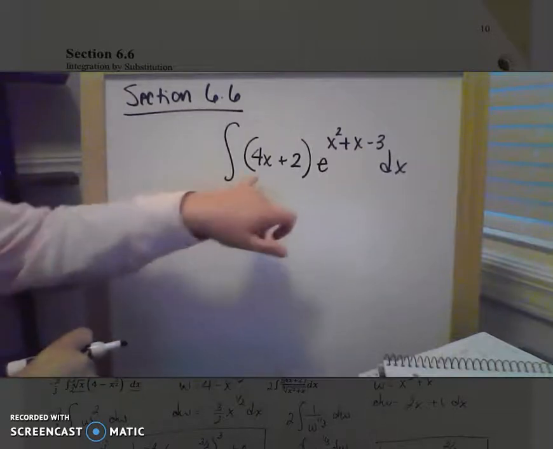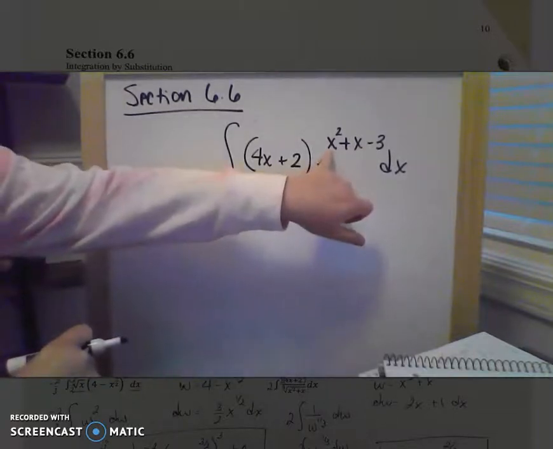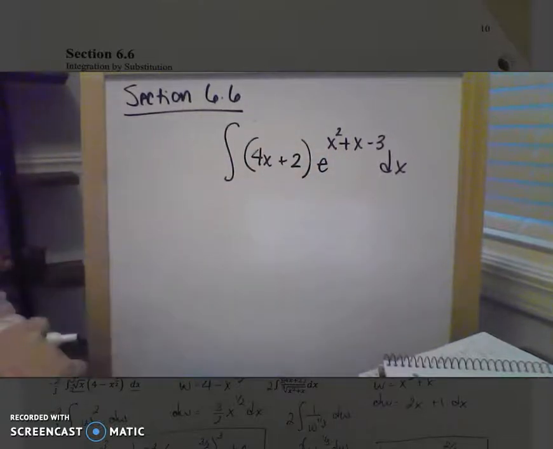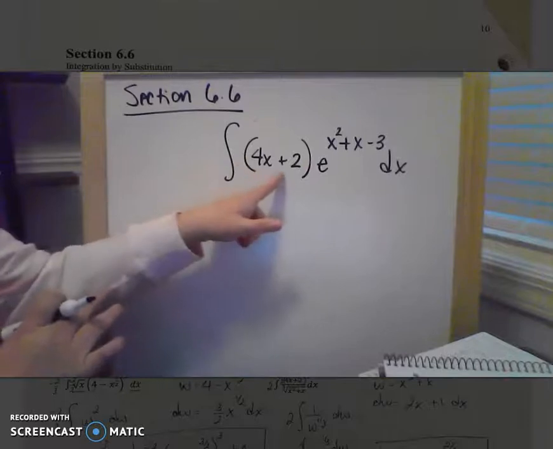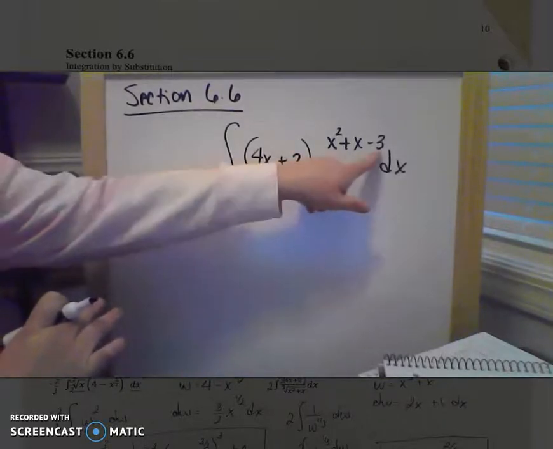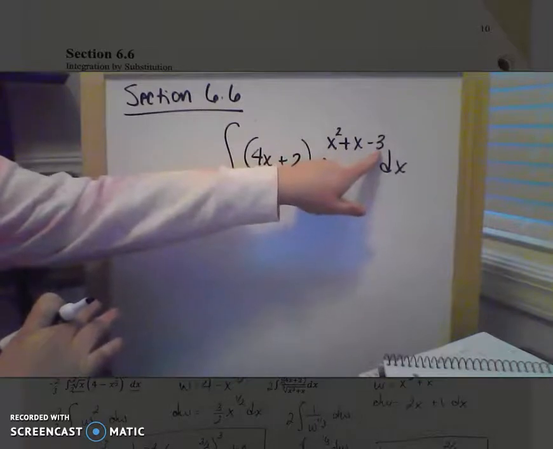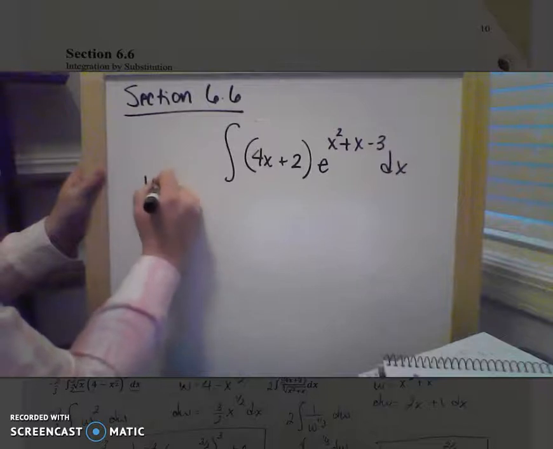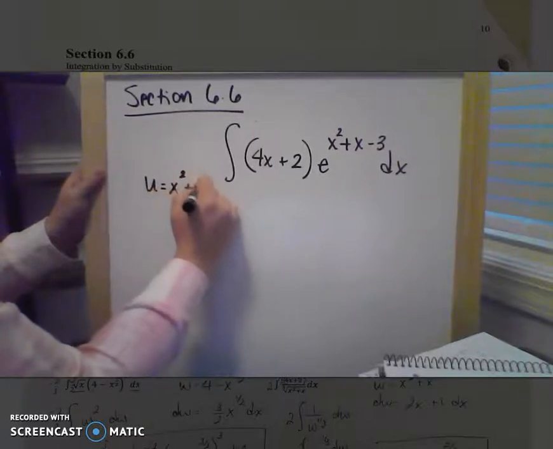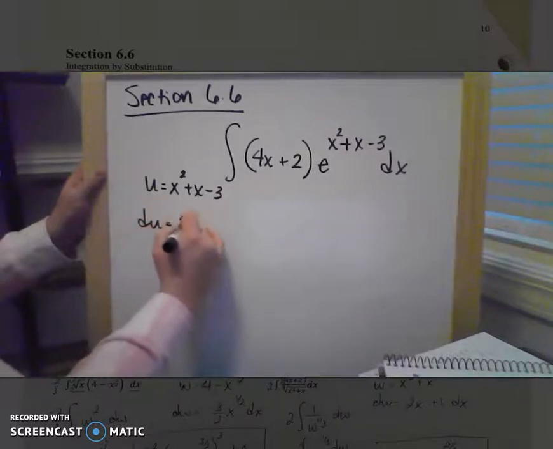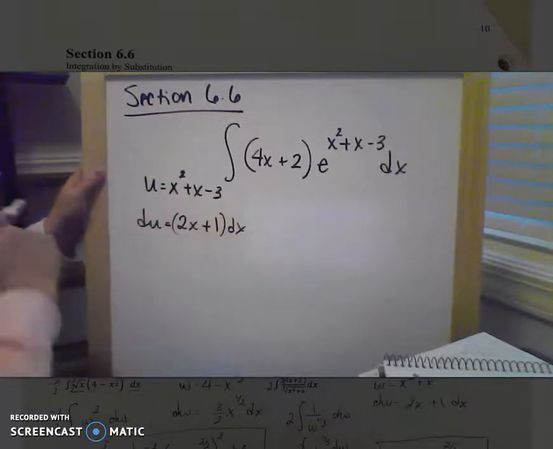Okay, well, you have a polynomial function, x squared. I know when you do the derivative, it becomes degree 1. Ooh, I have a degree 1 function here. So the exponent is looking like a better option to be the u. So make the entire exponent u: x squared plus x minus 3. Then du becomes 2x plus 1 dx, if you want to write that.